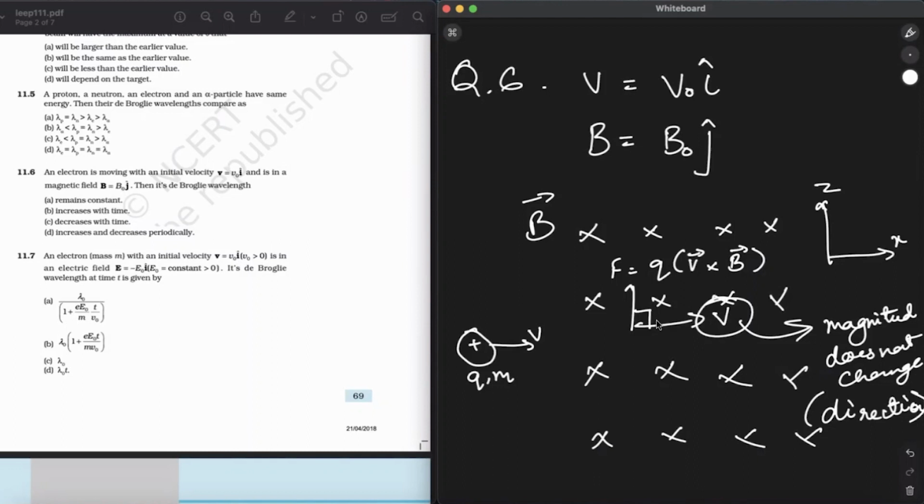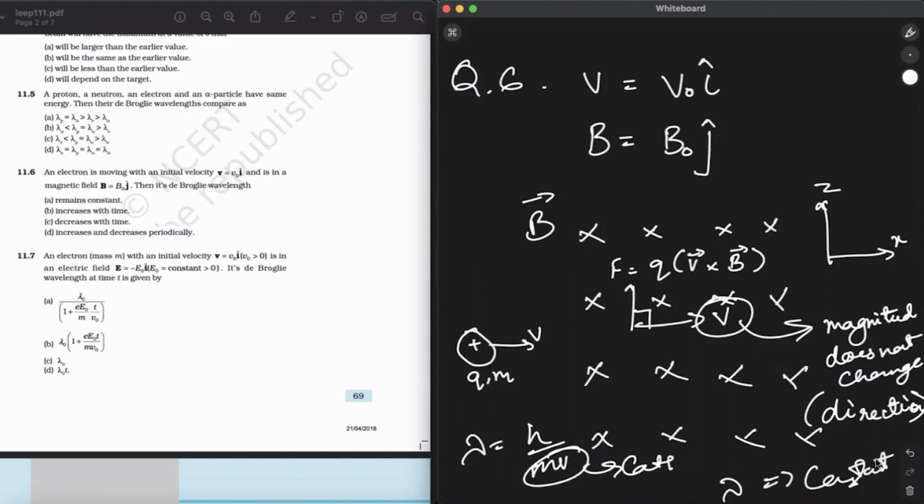What's the point? Acceleration doesn't necessarily always increase the magnitude of velocity. It has to change the velocity, and it can do that by changing the magnitude as well as changing the direction. It is a very important concept, and many people don't know it. So the magnitude of v will not change. If the magnitude of v is not changing, then the momentum mv will remain constant. Since lambda is equal to h upon mv and this remains constant, lambda will remain constant.